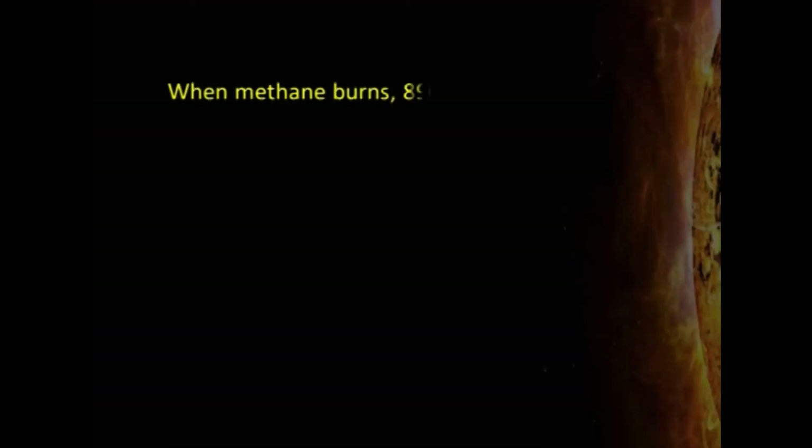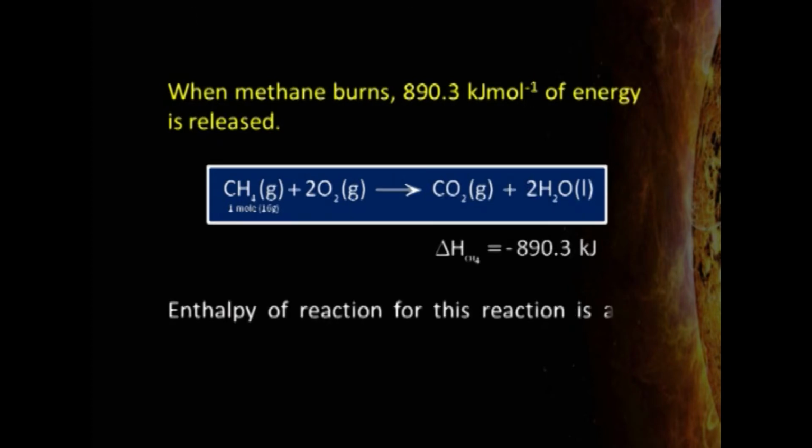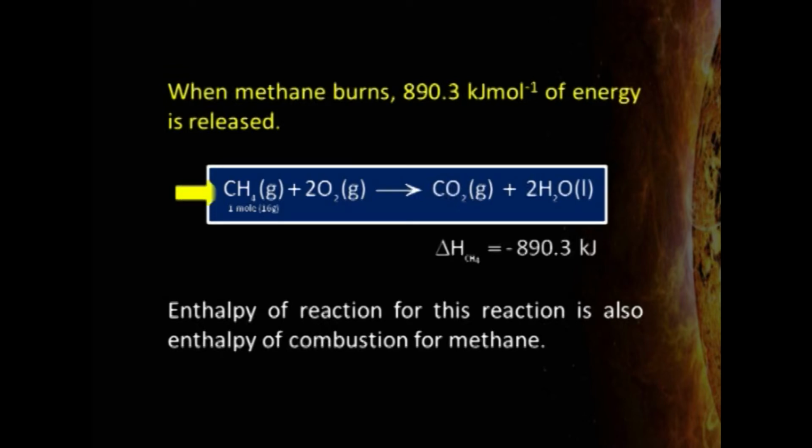For example, when methane burns, 890.3 kilojoule per mole of energy is released. You can see that in this equation: CH4 gaseous plus 2O2 gaseous gives you CO2 gaseous plus 2H2O liquid. Here delta H of the reaction is equal to minus 890.3 kilojoule. Enthalpy of reaction for this reaction is also enthalpy of combustion for methane, as when 1 mole of methane burns, 890.3 kilojoule of heat is produced.